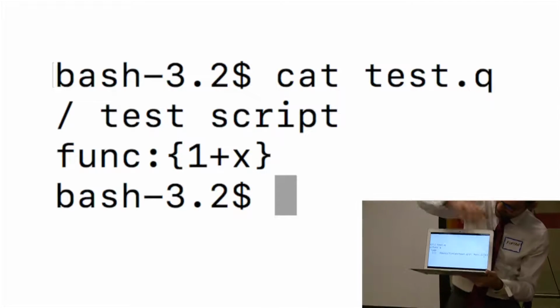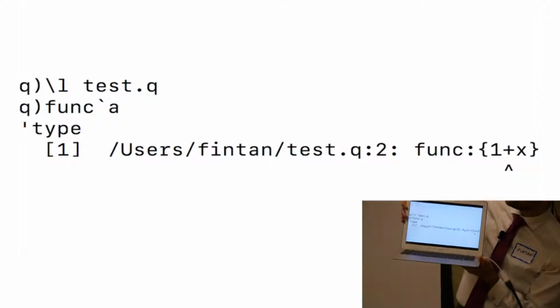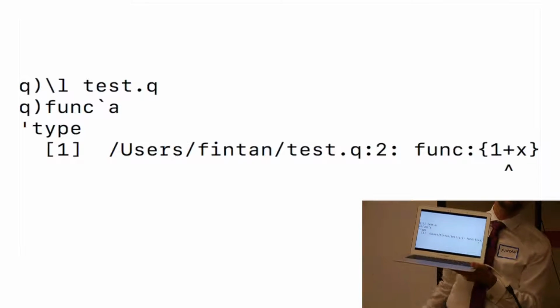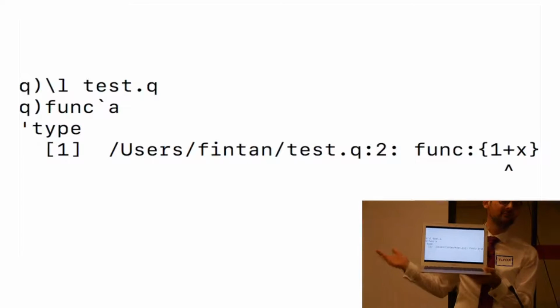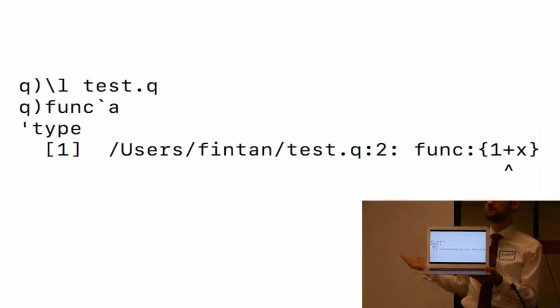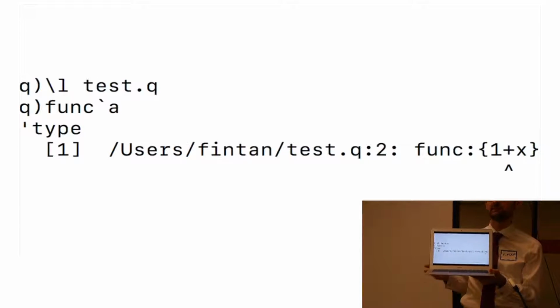Trying to do my best here. So then this is the output. If I load that test.q, and if I call that function passing in symbol a, so obviously I'm adding 1 plus a, so traditionally you would just get a type error and be told to get bent basically.